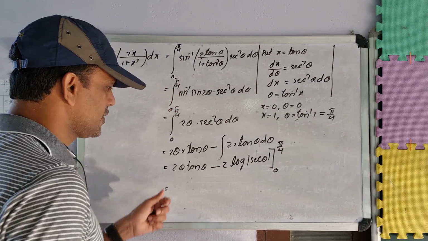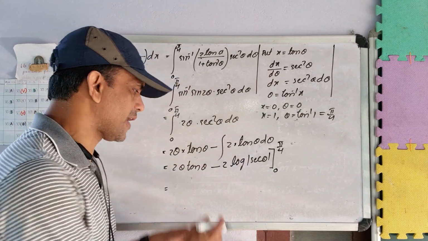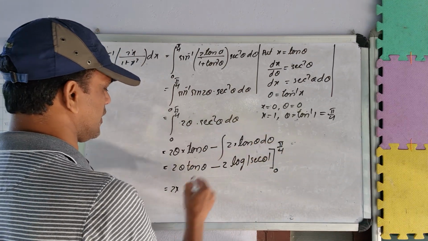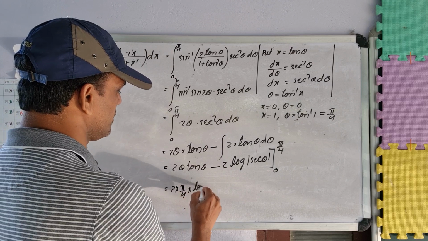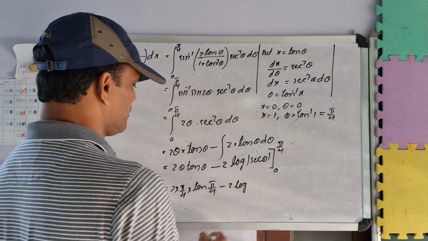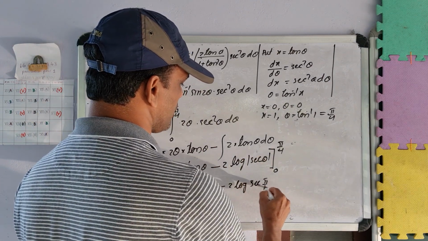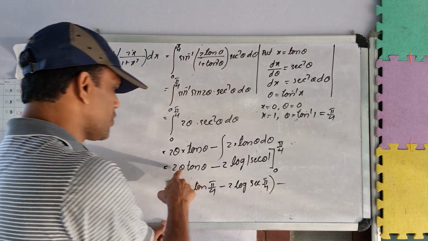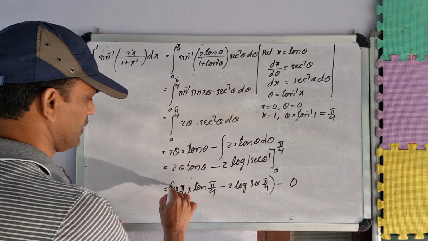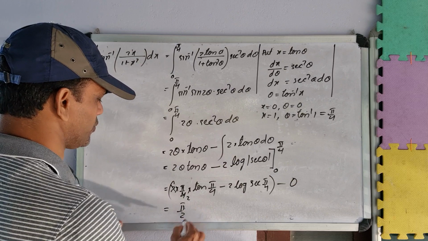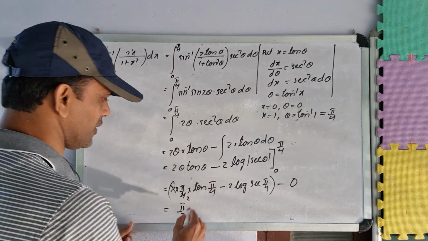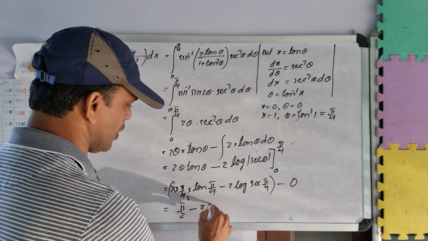Now there is no point in applying 0, because every term will become 0 when you apply the value 0. Now apply pi by 4: 2 times pi over 4 times tan pi over 4, minus 2 log sec pi over 4, and if you apply 0 for theta, it will become 0 every time. Cancel the 2, and we get pi by 2 times tan pi by 4. Tan pi by 4 is tan 45, whose value is 1. So pi by 2 times 1, minus 2 log sec pi by 4.